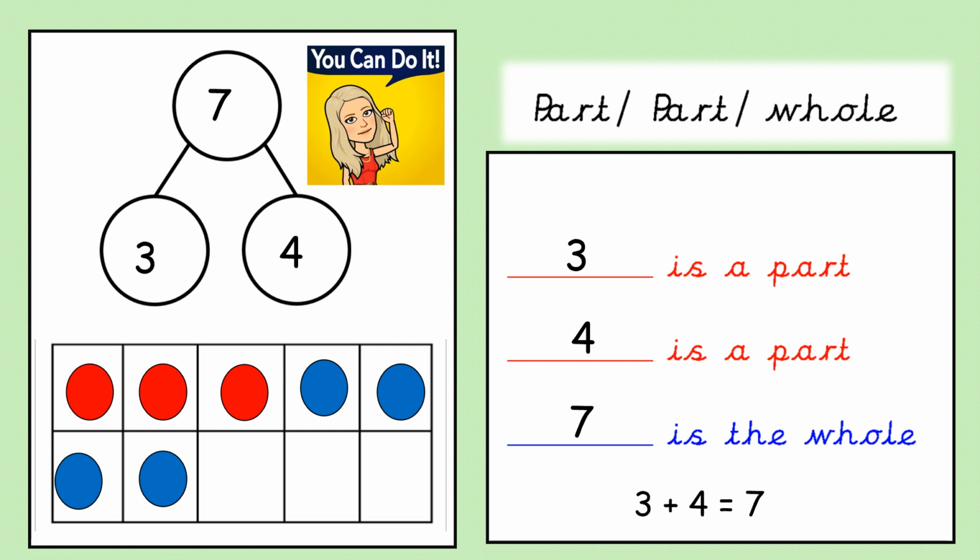Hang on a minute, this one looks familiar. Have we just done this? That's right, the parts are reversed. We've moved them around. So how many are red? 3, well done. We have 3 red. And how many are blue? 4. So a part is 3, a part is 4, the whole is 7. And our number sentence is 3 plus 4 is equal to 7.